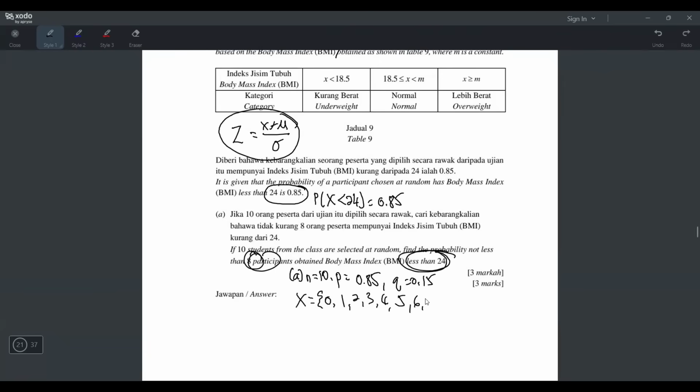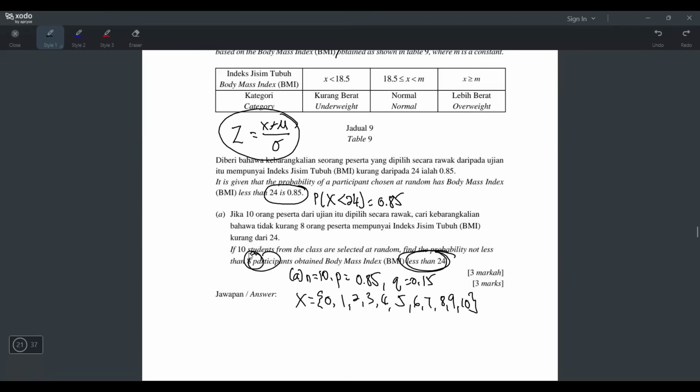Until 10. What does 0 mean? It means out of the 10 students, zero success, so none has BMI less than 24. And 10 means all the 10 students are successes. All the 10 students have BMI less than 24, right? Success means BMI less than 24. In this question, the success means when your BMI is less than 24.